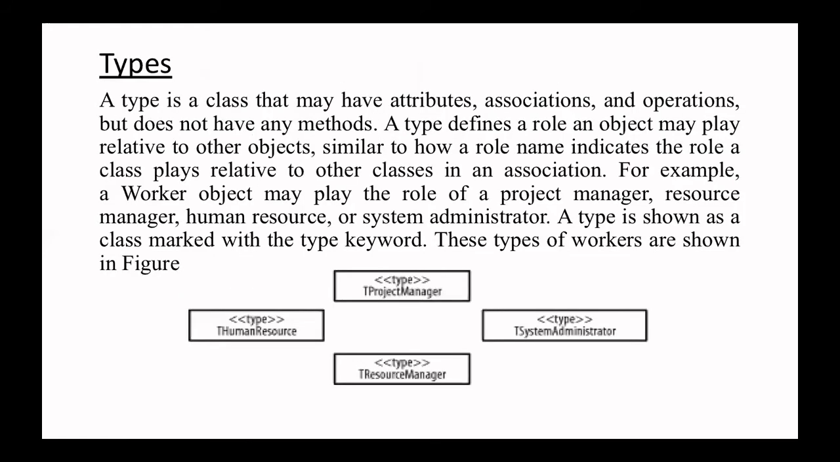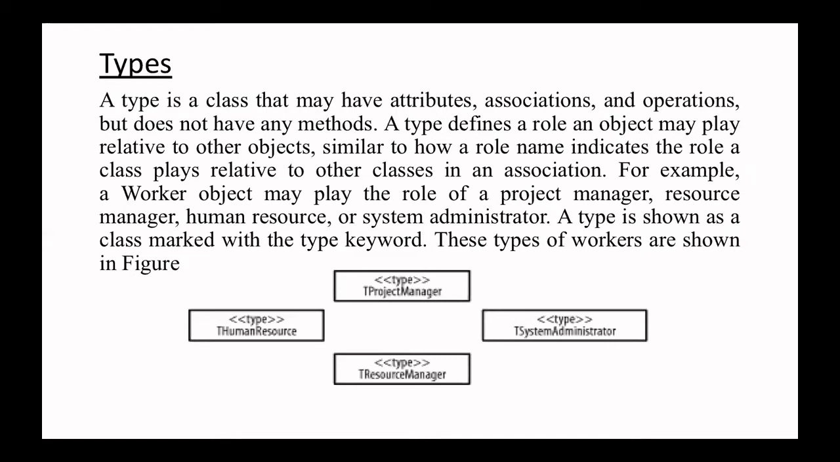Moving to the types. What is a type? A type is a class that may have attributes, associations, and operations, but does not have any methods. Now I am repeating again: the type does not have any methods, because in a class we have attributes, associations, operations, and methods. But a type is a class that may have attributes, associations, and operations, but does not have any methods.